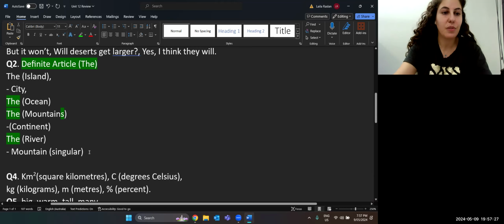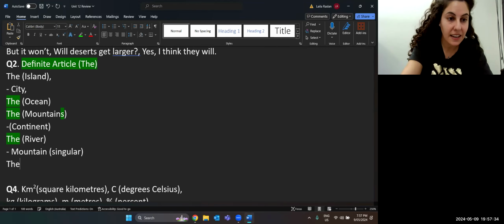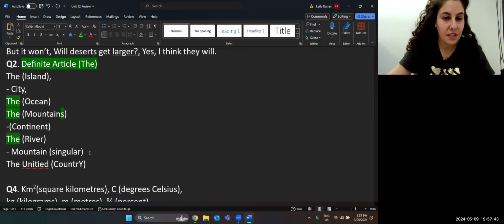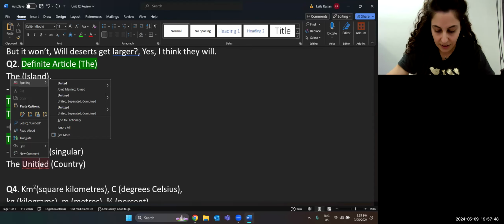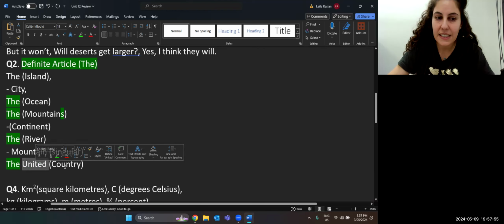And if we have countries that have the word united in them, so the United States of America, then yes, we need to say the. So anytime it has united, whatever that country is, the name of it, the United States of America, the United Arab Emirates, I need to say the, because it has this word in it, united. So it's the name of a country, but it has the word united in it.